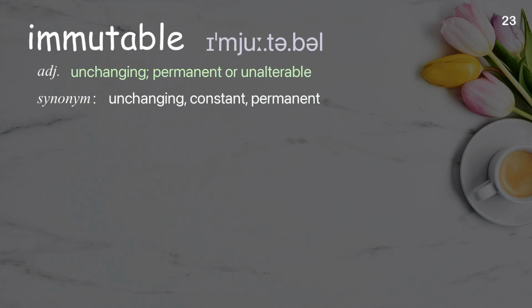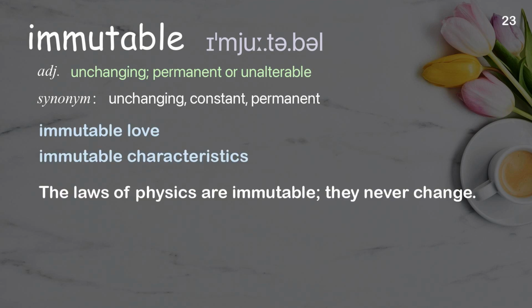Immutable. Unchanging, permanent or unalterable. Examples: Immutable love. Immutable characteristics. The laws of physics are immutable, they never change.